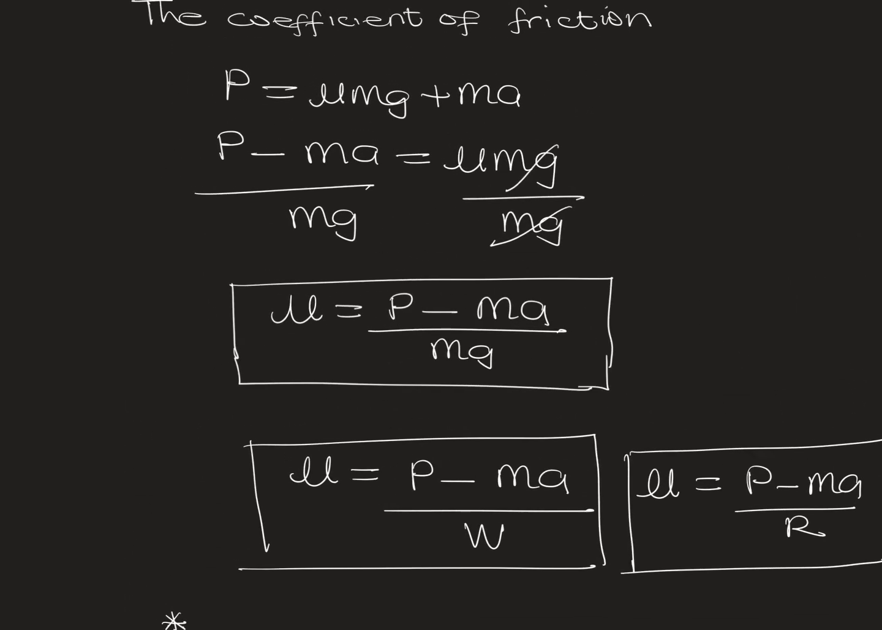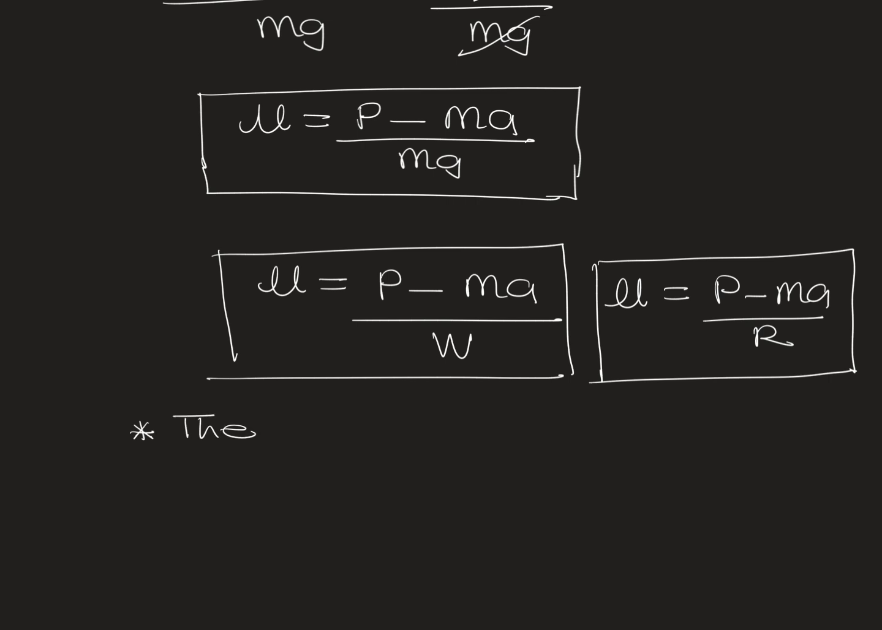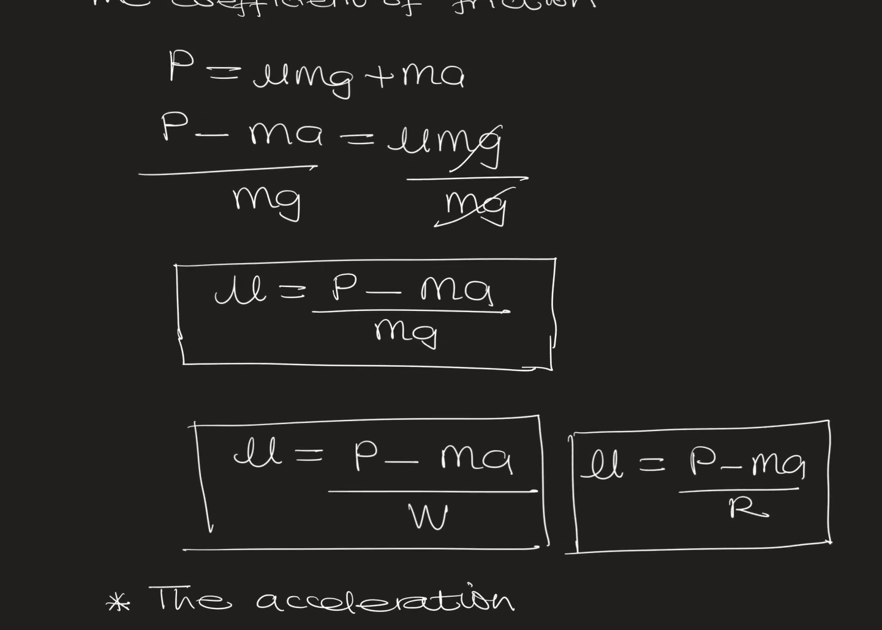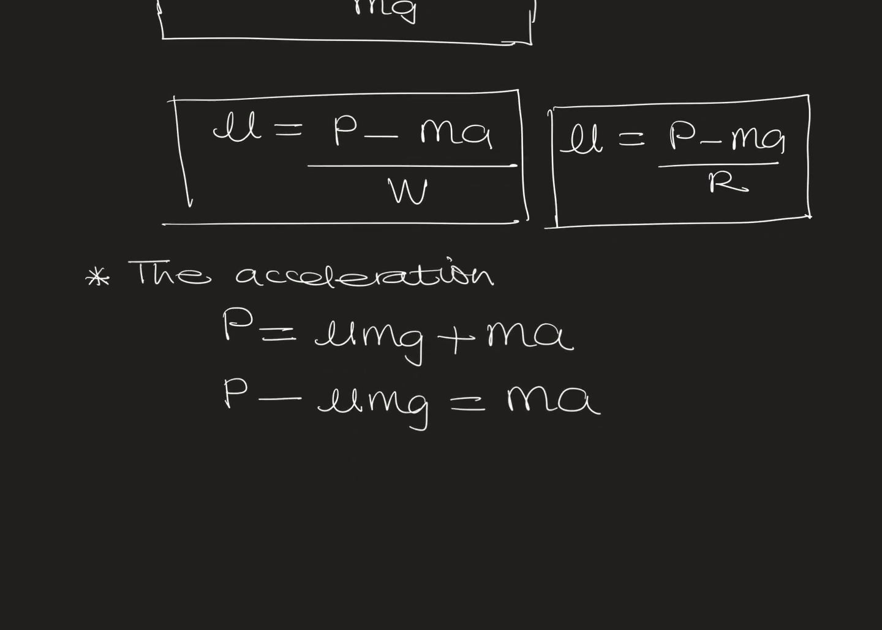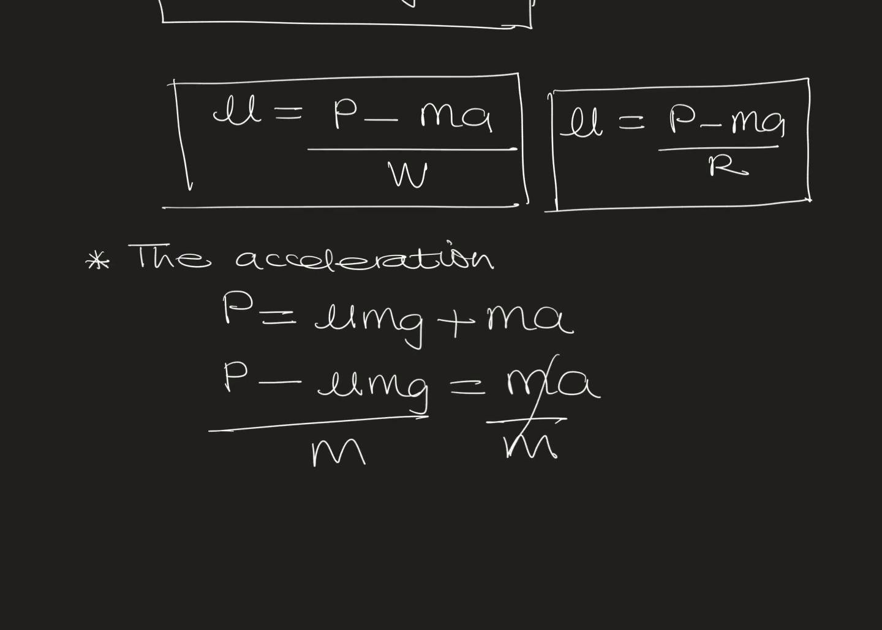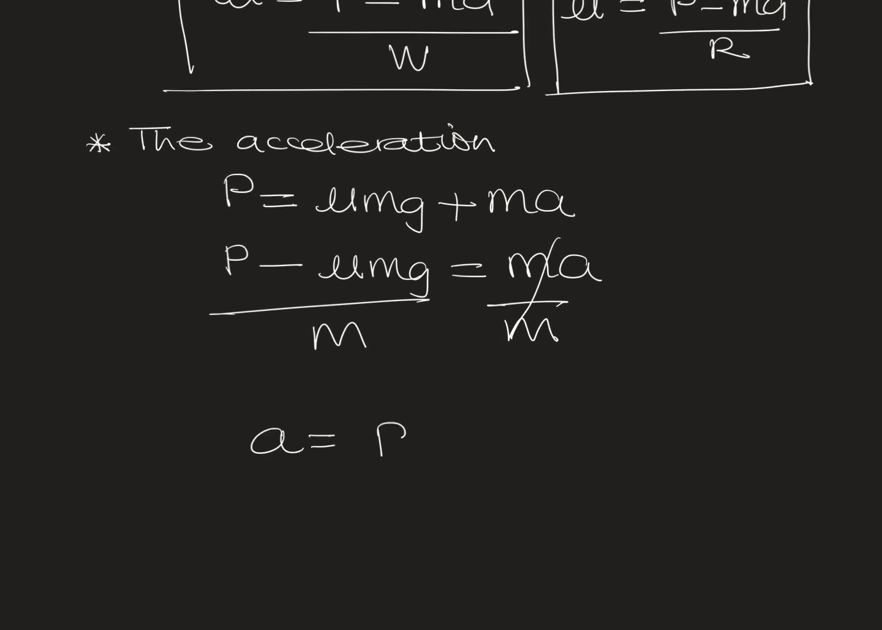So let's say we want to find the acceleration. All right, so the acceleration using the formula P is equal to mu mg plus ma, then P minus mu mg is equal to ma. Then to find the acceleration, I have to divide both sides by m, and therefore acceleration is the pulling force minus mu mg all over m.